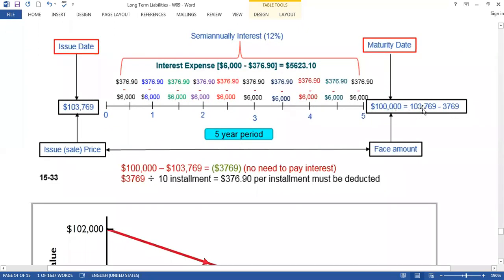So today you receive this money, but you are going to pay them $100,000. So this $3,769 you no need to pay in future. Clear? What is the meaning? Look at here, it is the minus sign. That means this interest you no need to pay. It will decrease your interest expense.